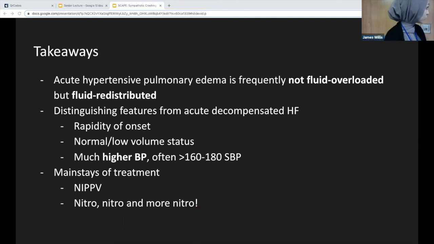Okay, so takeaways. Patients with acute hypertensive pulmonary edema are usually not fluid overloaded, but their fluid is just in the wrong place. And we should be able to distinguish this patient phenotype from that of acute decompensated heart failure. We can do that by figuring out the onset of symptoms, how fast it developed, and their volume status, and also their blood pressure is a lot higher in patients with SCAPE. The mainstays of treatment are going to be positive pressure ventilation and high-dose nitroglycerin.